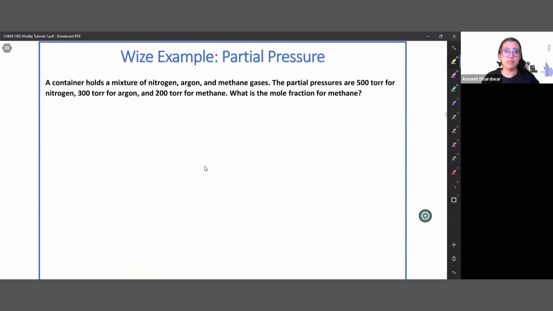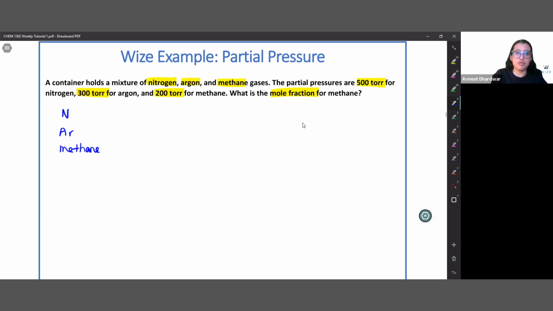Okay, so let's try some examples. The first one says a container holds a mixture of nitrogen, argon, and methane gases. The partial pressures are 500 torr for nitrogen, 300 torr for argon, and 200 torr for methane. What is the mole fraction for methane? Okay, so let's write out what we have and then we can see how we can solve for this. So this one is a bit of a simpler problem and it's going to help us prepare for more difficult problems. So we're told we have nitrogen, argon, and we have methane, which is CH4, but that's not important.